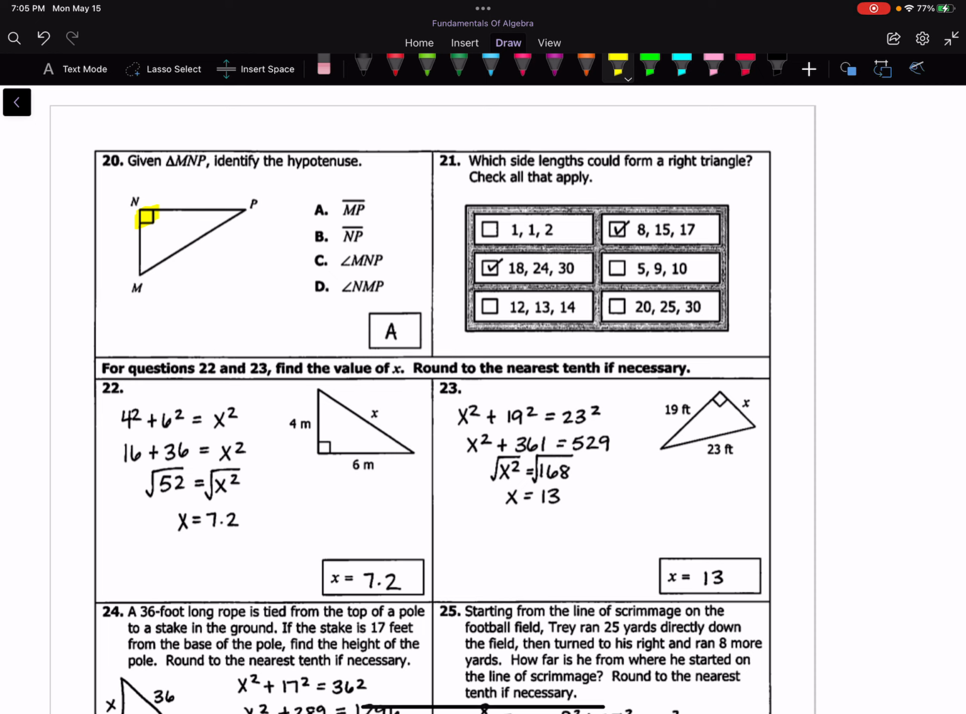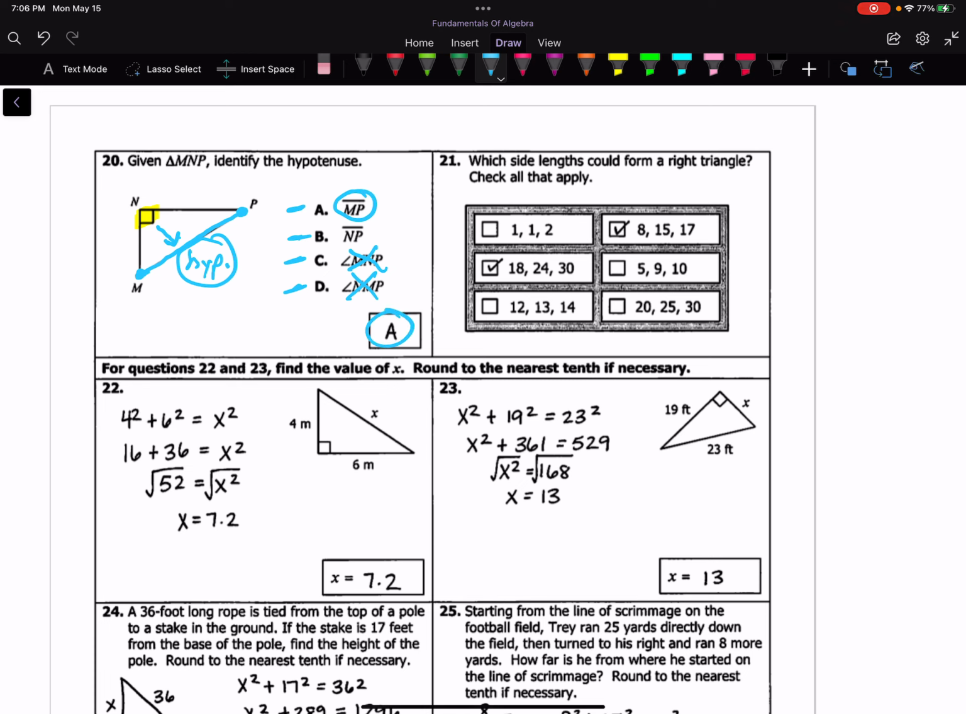Identify the hypotenuse. Well, where you find the right side, go opposite of it. This is the hypotenuse. As defined, the hypotenuse is not anything that says angle on it. It's always going to be a line segment. And what line segment is it? It's line segment MP or PM, and there it is. So A is the answer.